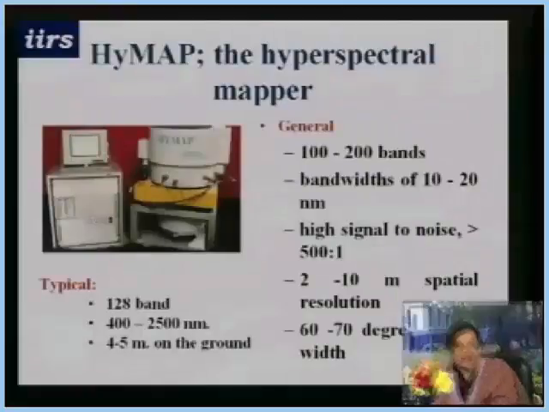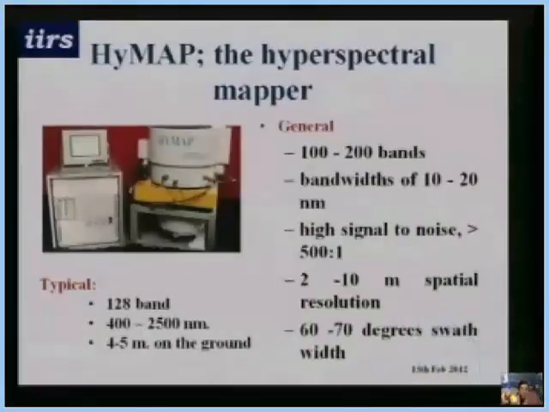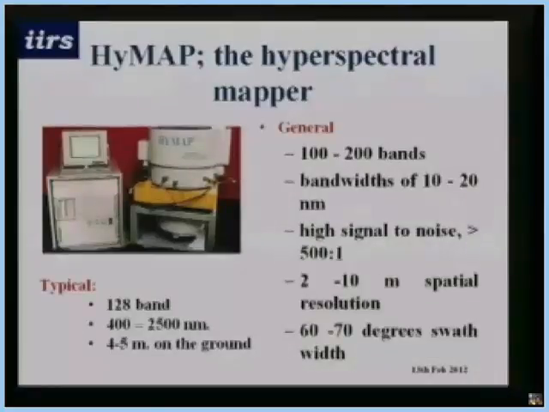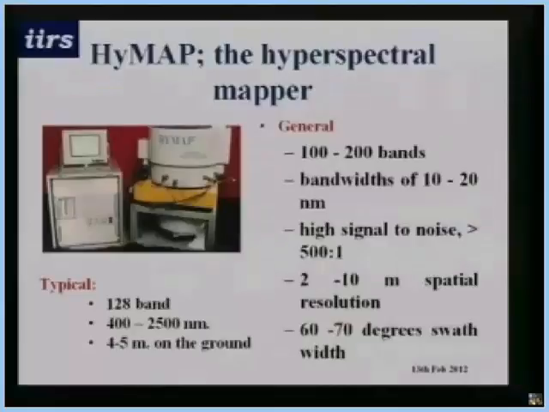Then you have the HyMap. This is the hyperspectral mapper, which again is an airborne sensor with bands ranging from 100 to 200, with a bandwidth of 10 to 20 nanometers. The spatial resolution again depends on the flying height, which is varied. In general, it records at around 5 meters of spatial resolution.